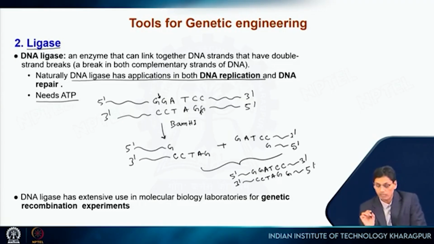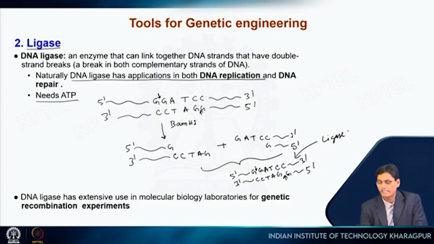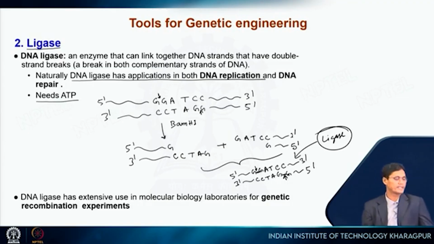But the problem here is, see this bond, the phosphoester bond is not yet formed, because that has already been clipped by the restriction endonuclease. So as a result, here you have to add ligase enzyme. Then it will form this phosphoester bond, and it will happen in the presence of ATP, or adenosine triphosphate.